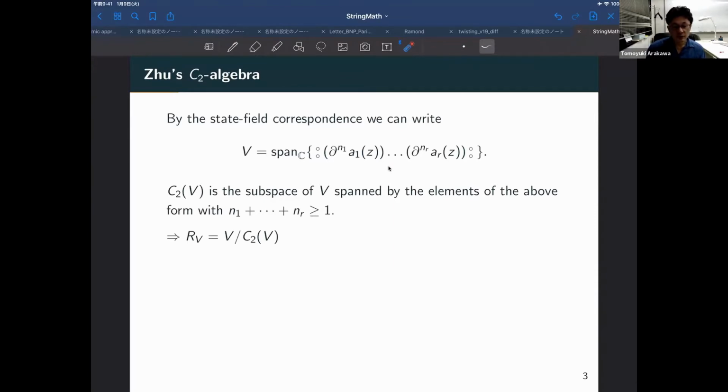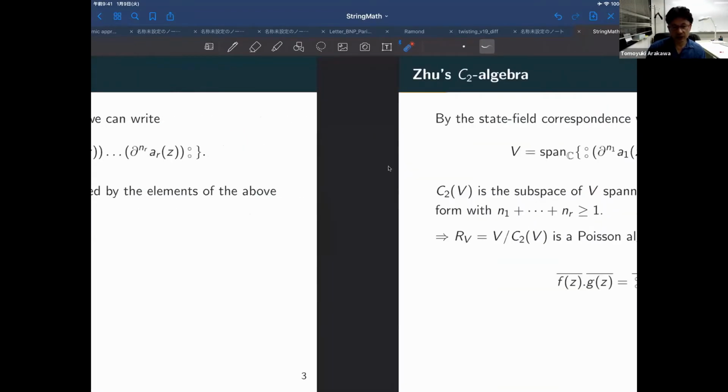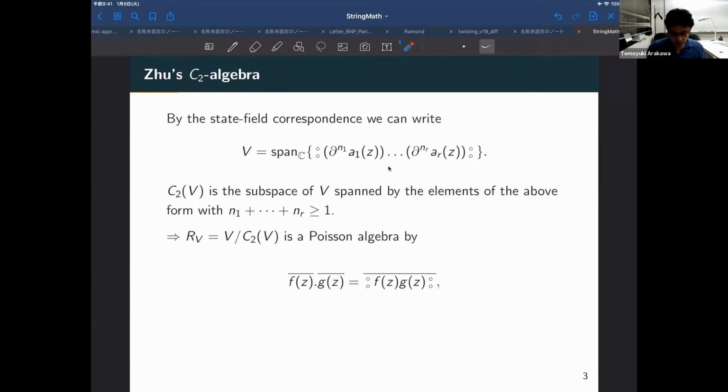And this quotient space has the structure of a Poisson algebra, and multiplication is just given by the normally ordered product, it's just a product. And the Poisson bracket is given by just the first term of the OPE. And it's easy to check that this gives you a Poisson algebra. So you can just take Spec and you obtain a Poisson variety.